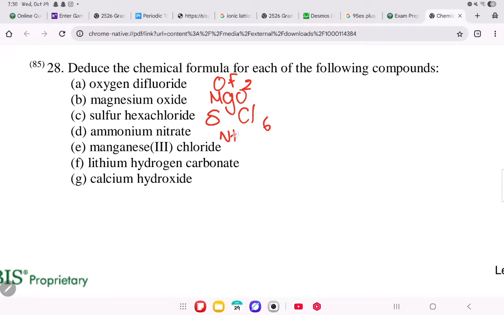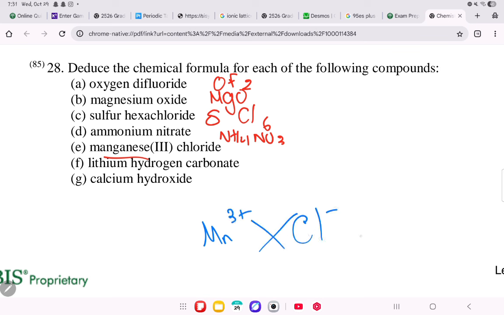Now, magnesium trichloride. What does this mean? Sorry, not magnesium. Manganese, my bad. Manganese trichloride. What does the tri represent? It represents the charge. So it's going to be Mn3+ and Cl-. Do the crisscross method. MnCl3. So over here it's MnCl3.